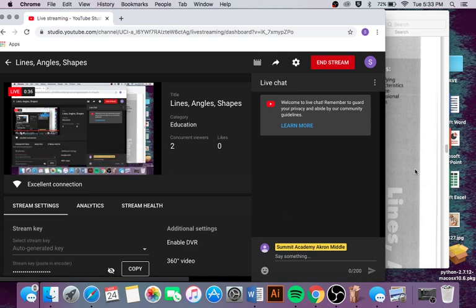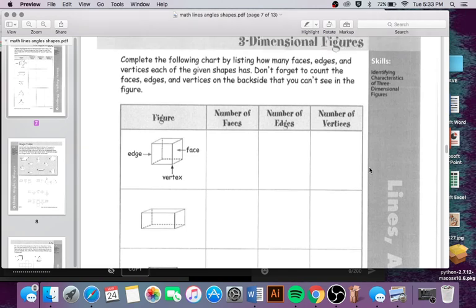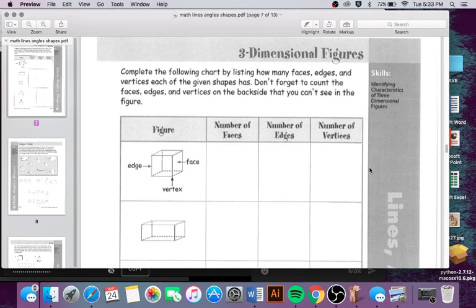So this one we're doing is lines, angles, and shapes. And the page we're starting on is the three-dimensional figures. So there's three parts to all three-dimensional figures. You have the face, which is the side that you see. The vertex is where these edges will come together and form a point. And the edge is kind of like the seam between the faces.